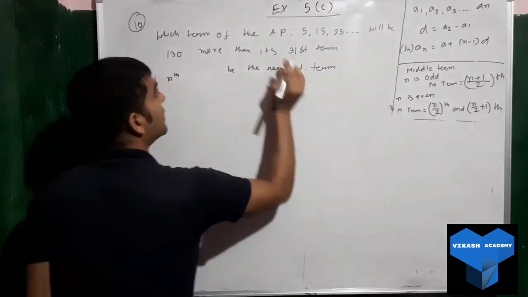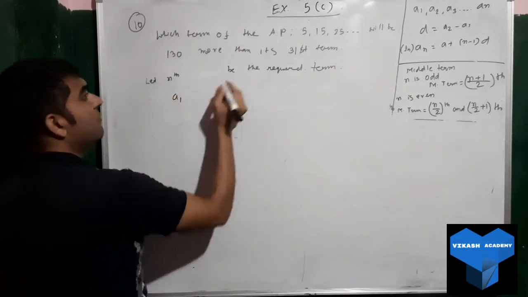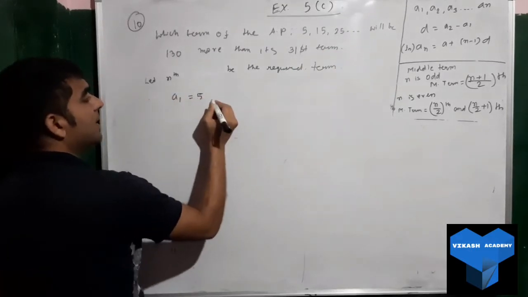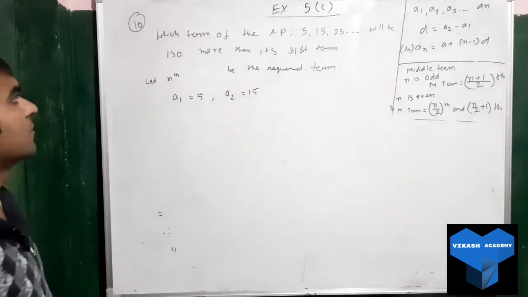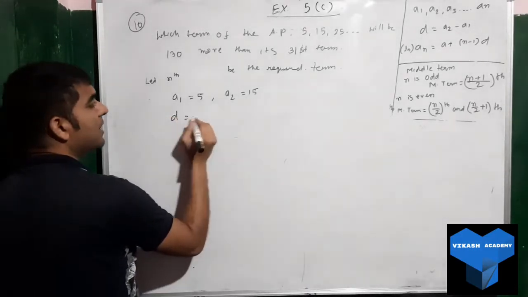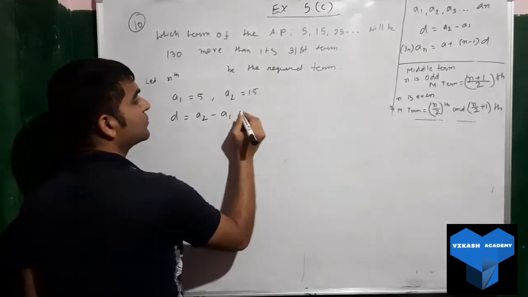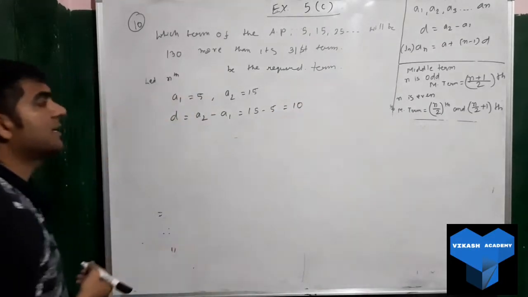Okay, now from here we can find A1. So A1 is what? We have 5. A2 we have 15. Now let us find the difference, which will be A2 minus A1. So 15 minus 5 is 10. We got the difference 10.